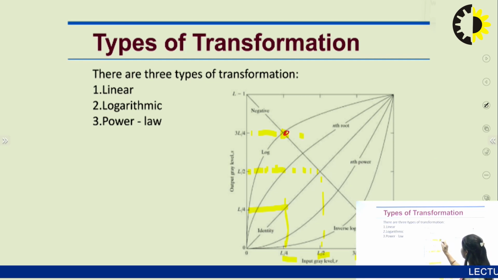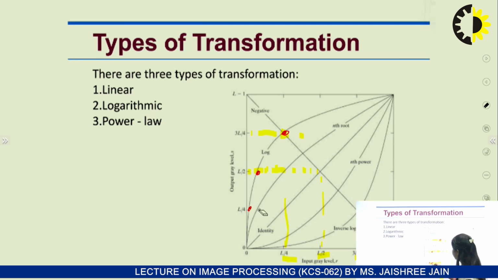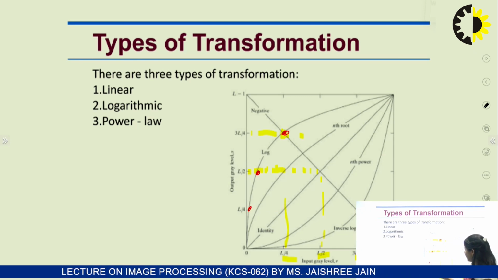This is the point. Here we get the transformed value at L by 2, at L by 4, at 3L by 4. So here we get the different values on the log graph. Fine. So these are the values. So what is the result actually?